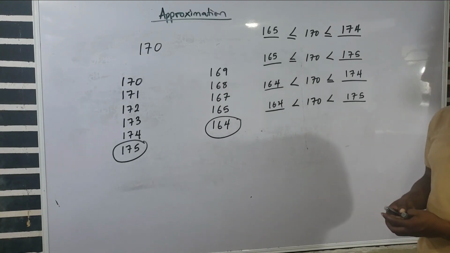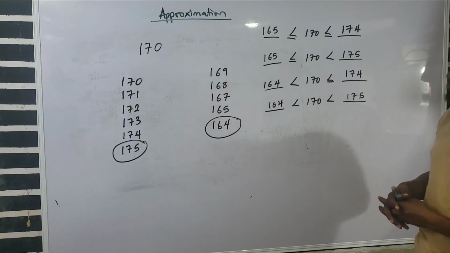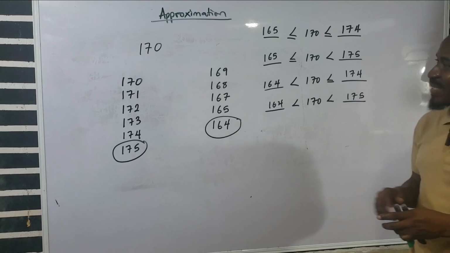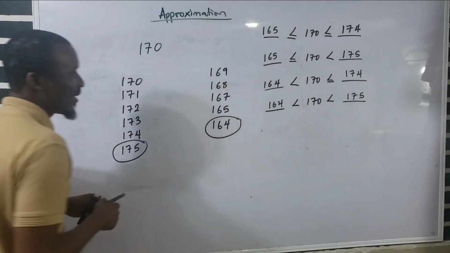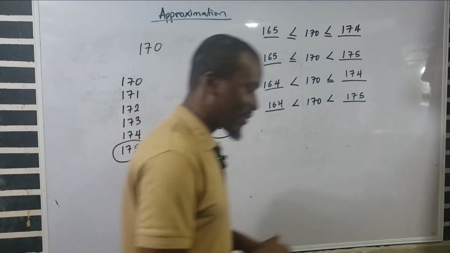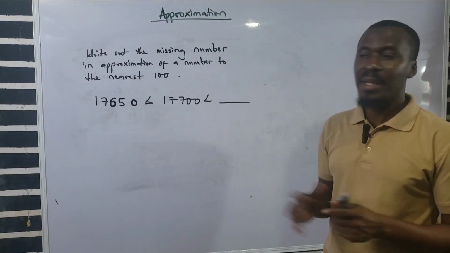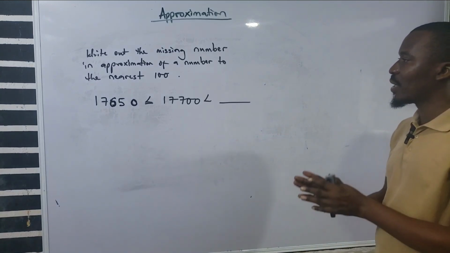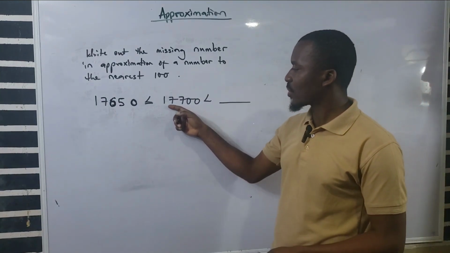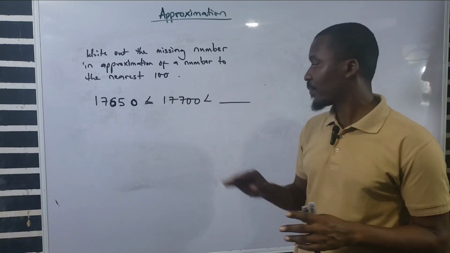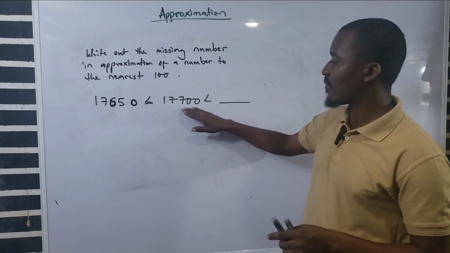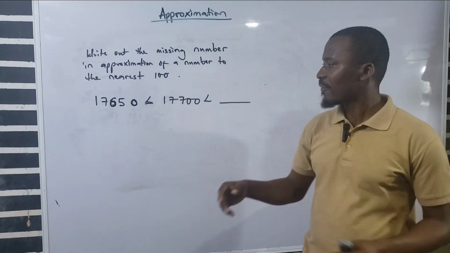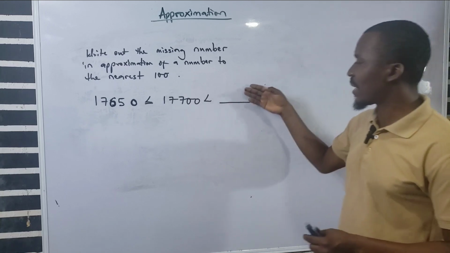So I'm going to do another example so that you can get this well. Let's take this one as example one. Now let's move to another example. In this question, they ask us to write out the missing number in the approximation of a number to the nearest 100. So when they approximate a number which we don't know to the nearest 100, this is what we have as our value. So they're not asking us to find the lower limit. This is the lower. We need to find the upper.